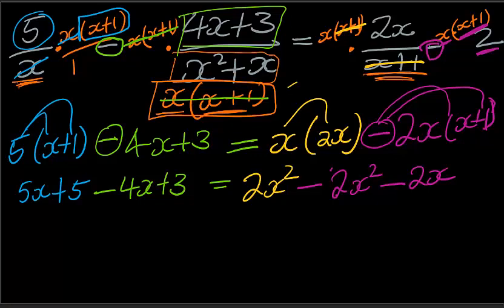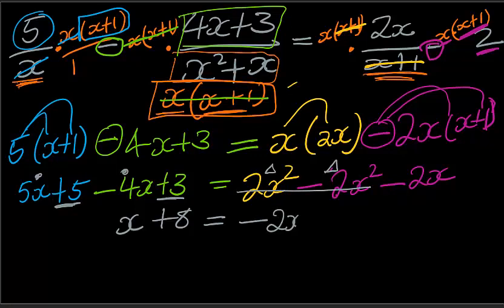Now I'm going to add like terms. I've got 5x minus 4x. That gives me positive 1x. I've got 5 plus 3, that is 8. Over here I have minus 2x squared minus 2x squared. That ends up being 0. So over here, all I have left is minus 2x. That is this one.